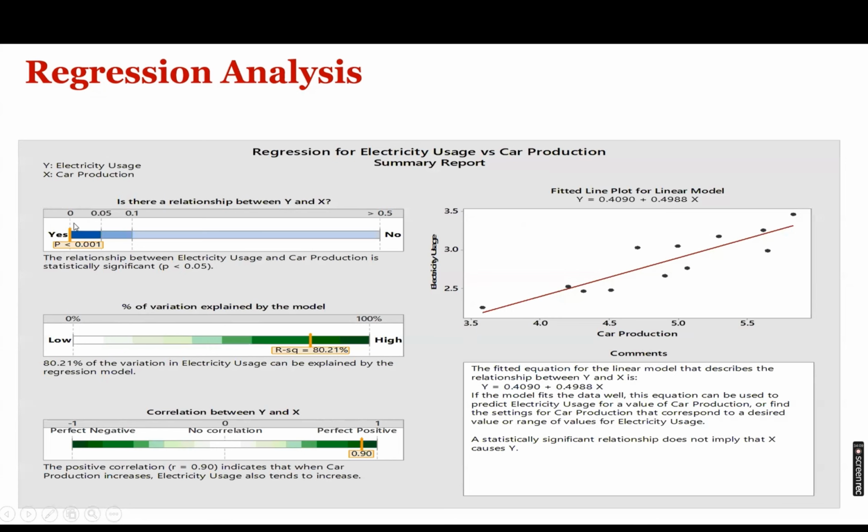Click on OK. We get a p-value of less than 0.001, which is less than 0.05. So when it is less than 0.05, we say that there is a good regression between electricity usage and car production. But the R square value, instead of 90%, is only 80.21%. So that's a decision which has to be taken by the organization whether we will go with this or not. But in the energy sector, I have seen that even if the R square value is greater than or equal to 75% and above, they take it. So it's an organization's decision.